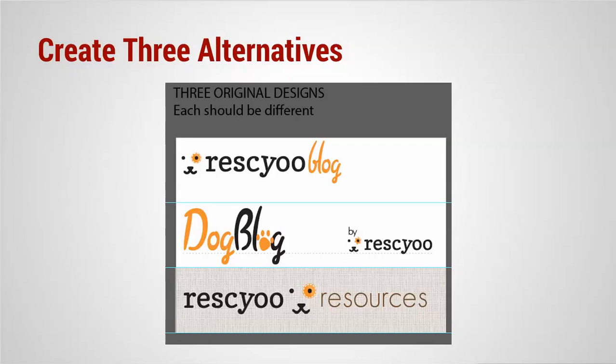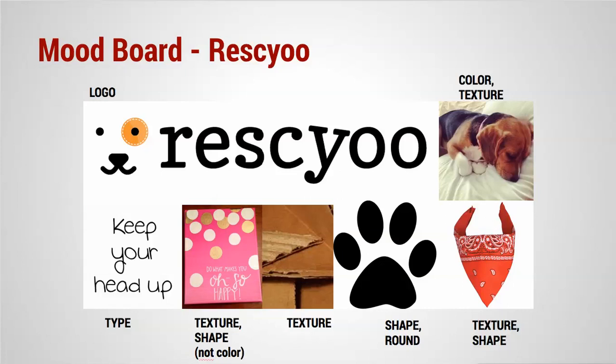One has the logo and then just the word blog, so very simple. Another one, I gave a name to my blog, Dog Blog, and then put "by Rescue." And then the last one, Rescue Resources. So I've moved the logo around a little bit, and in fact, if I didn't want to use the logo, I could do something very similar, like maybe put a paw print right here and write Rescue in a different typeface. So you can see I've pulled some of these things out of the mood board. If I go back to the mood board, you'll see the color, the type, and the textures come from this mood board.